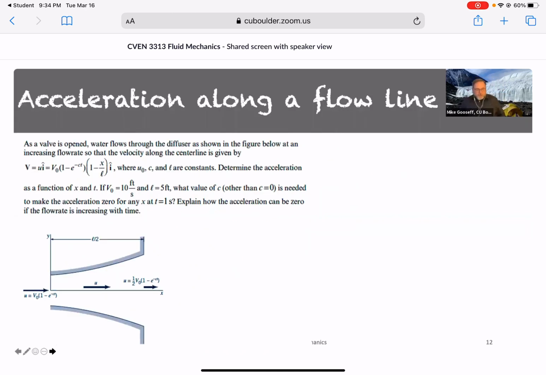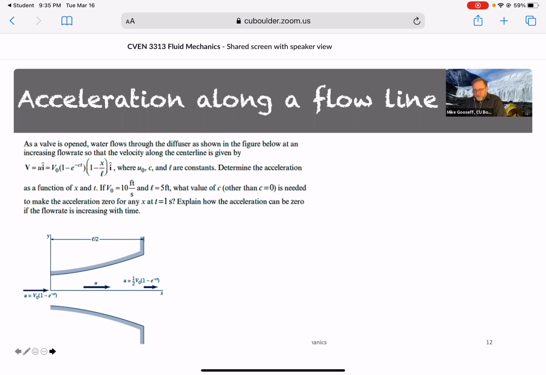Acceleration along a flow line. As a valve is opened, water flows through the diffuser, as shown in the figure below, at an increasing flow rate so that the velocity along the center line is given by v equals u times the i unit vector, which is equal to v naught times (1 minus e to the minus ct) times (1 minus x over L) times the unit vector i hat, where v naught, c, and L are constants.